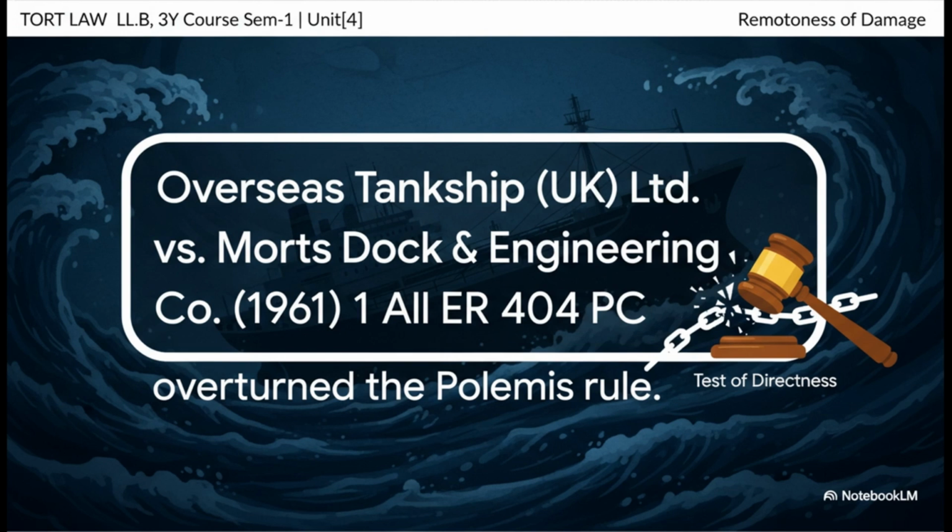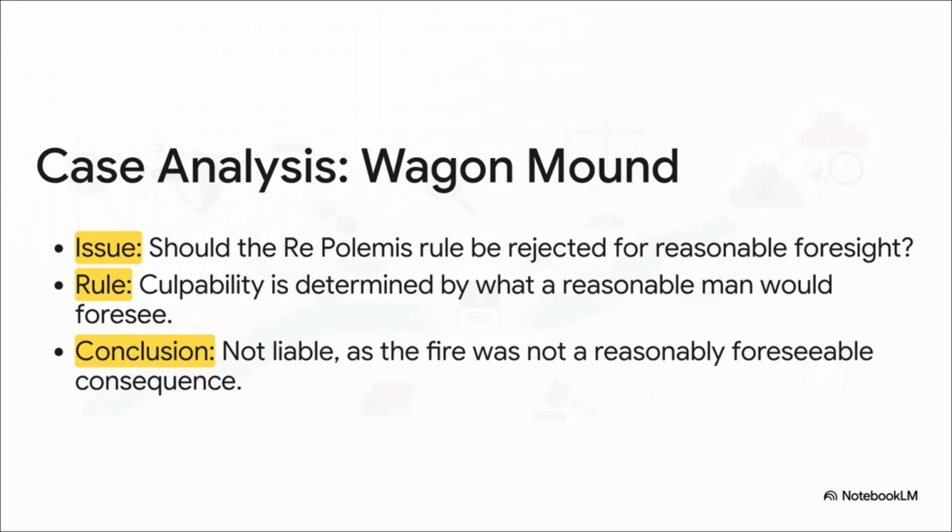This case is more commonly known as Wagon Mound No. 1. Analyzing Wagon Mound No. 1, the central issue was whether the rule from Polemis should be rejected in favor of a reasonable foresight test. The court established a new rule. Culpability and compensation are to be determined by what a reasonable man would foresee.